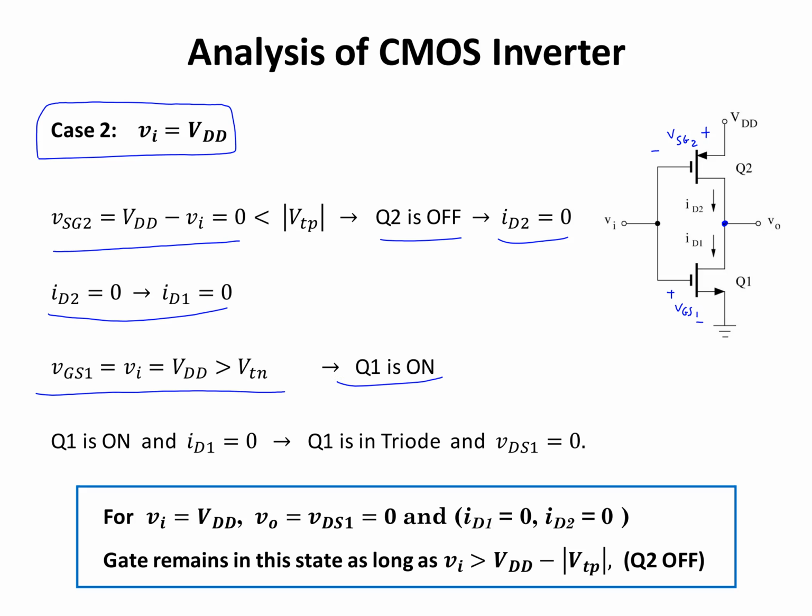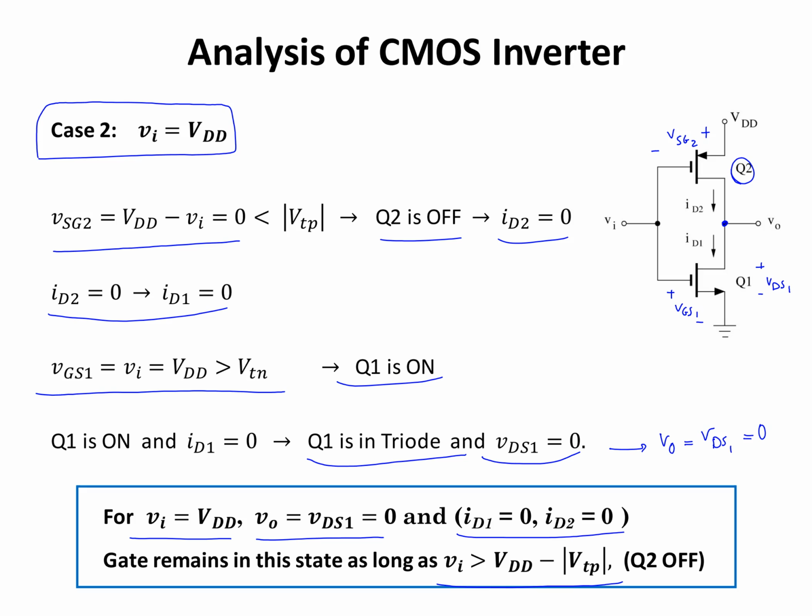Now I have the same case. Q1 is on, ID is equal to 0. I know that Q1 is in the triode mode, and voltage of drain to source for transistor 1 is equal to 0. That is the same as V out. V out equals drain to source of transistor 1, and that's equal to 0. So when VI is high, or at VDD, V out is equal to 0, and again in this state ID1 and ID2 both are equal to 0, and you have 0 power dissipation for this state. And the gate will remain in this state as long as VI is greater than VDD minus VTP, so that transistor 2, this Q2, is off.